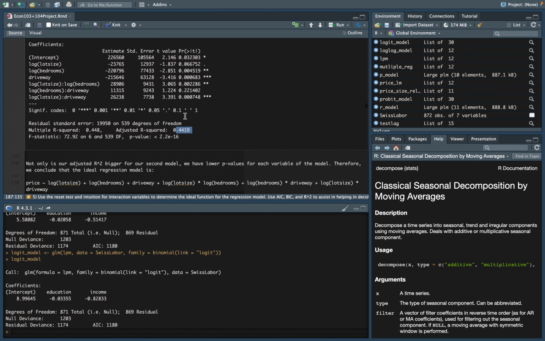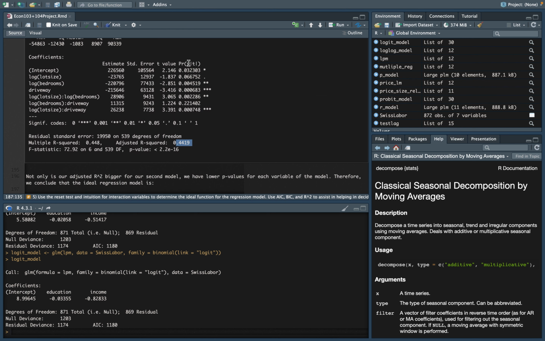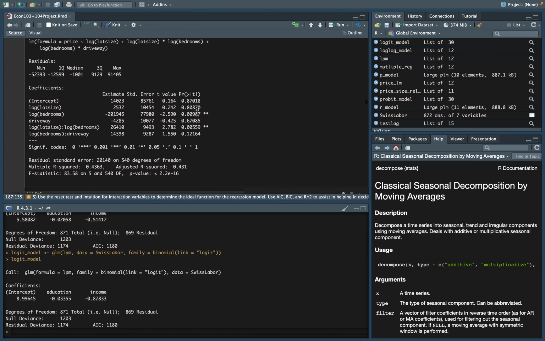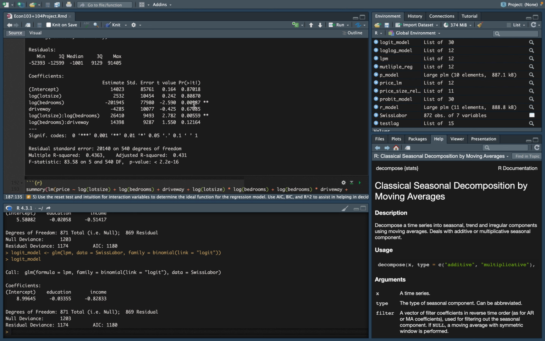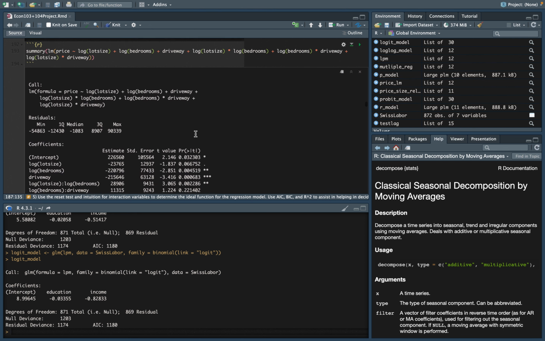Okay, so apparently what I wrote is we also have lower p-values compared to the first model, which is clearly correct, because some of these p-values are way too high.